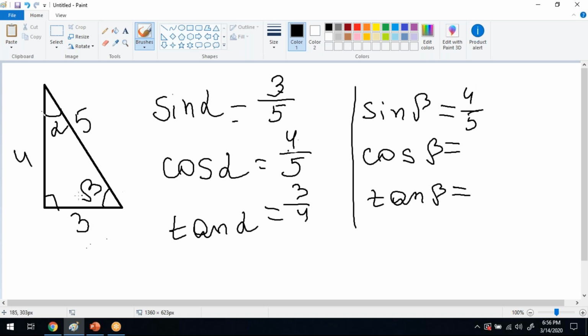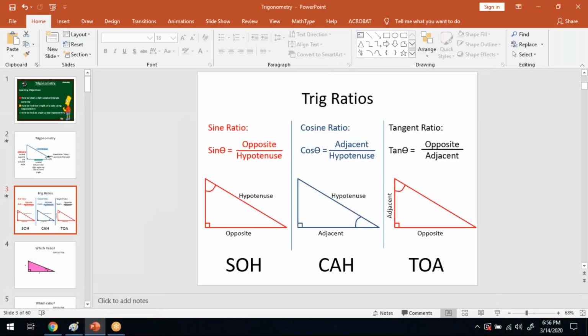Now the adjacent will not be 4 in this case, it's going to be 3. So it's going to be 3/5. And tangent will be opposite over adjacent, so 4/3. So I hope it's quite clear now. We're going to continue.